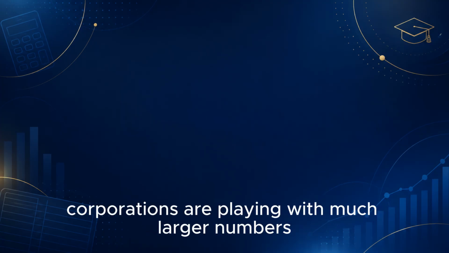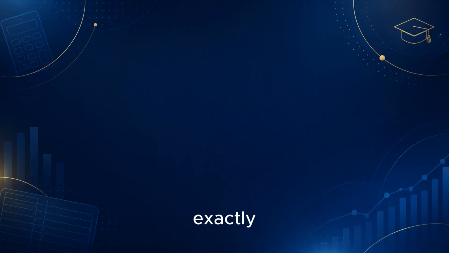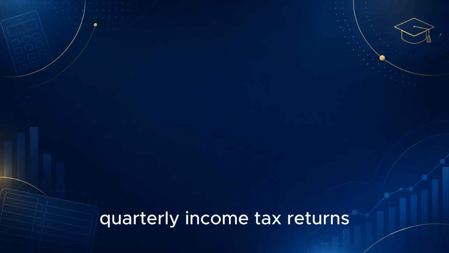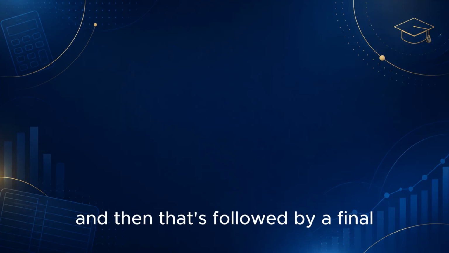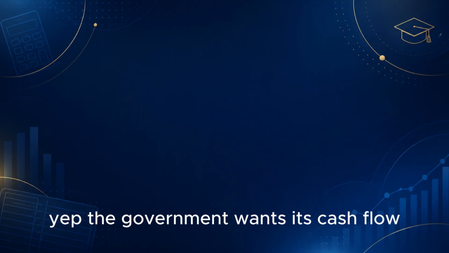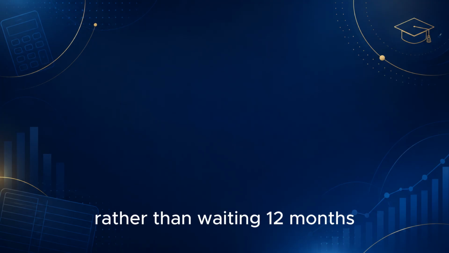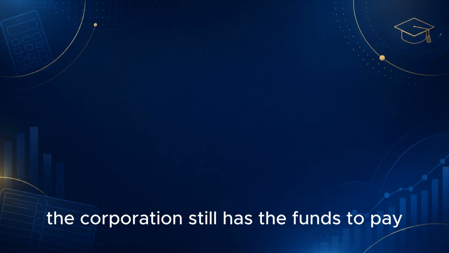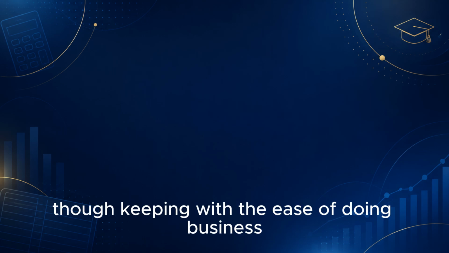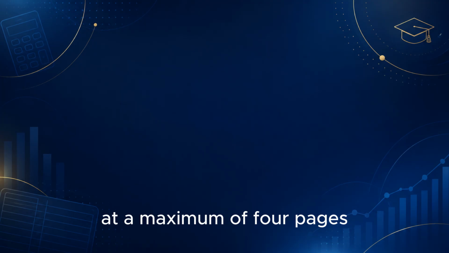Corporations are playing with much larger numbers, so the government just isn't willing to wait around for a single annual return. Exactly. Corporations are required to render true and accurate quarterly income tax returns, followed by a final or adjustment return at the end of the year. So they want their money faster. Yep. The government wants its cash flow spread throughout the year, rather than waiting 12 months and just hoping the corporation still has the funds to pay. Though, keeping with the ease of doing business, the corporate ITR is also capped at a maximum of 4 pages.